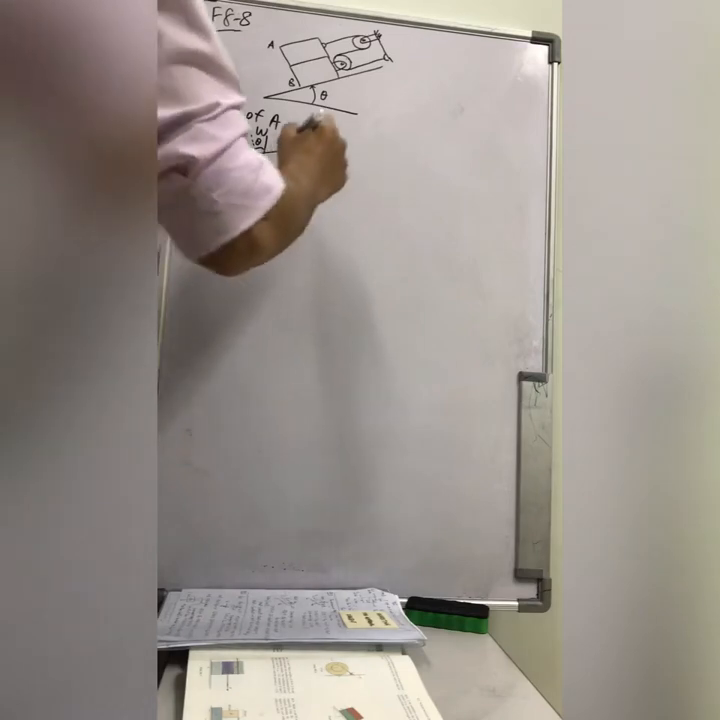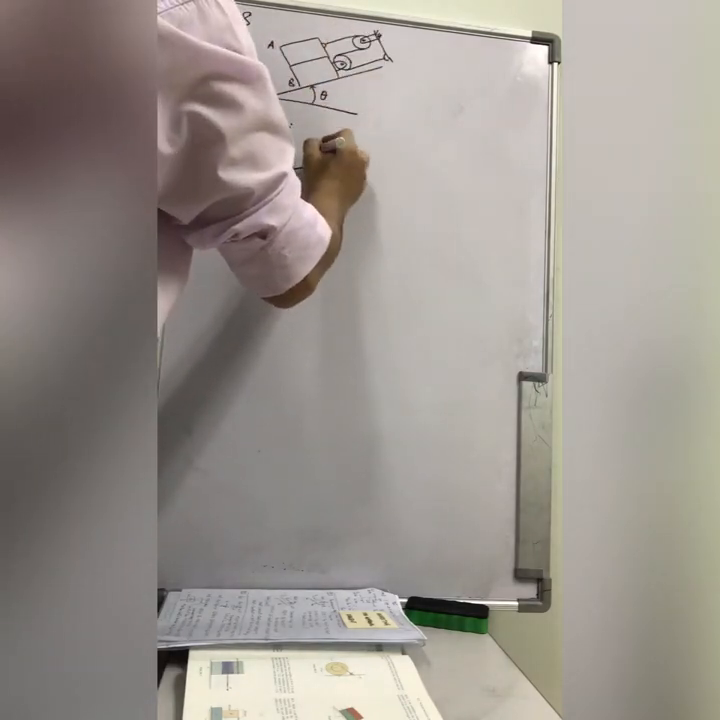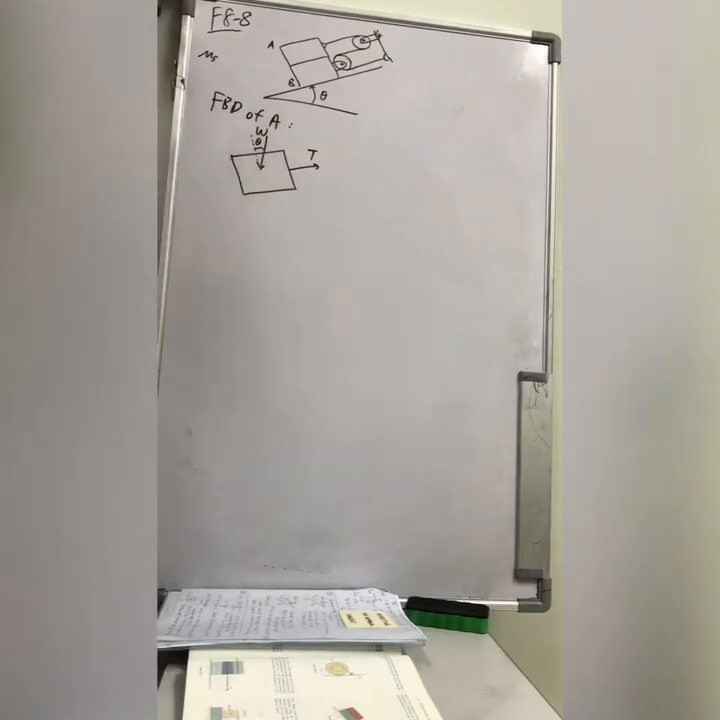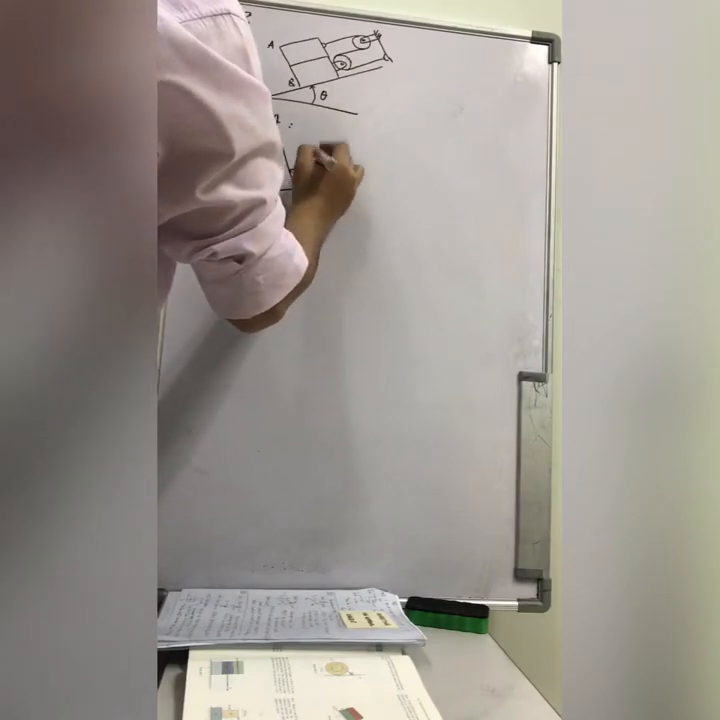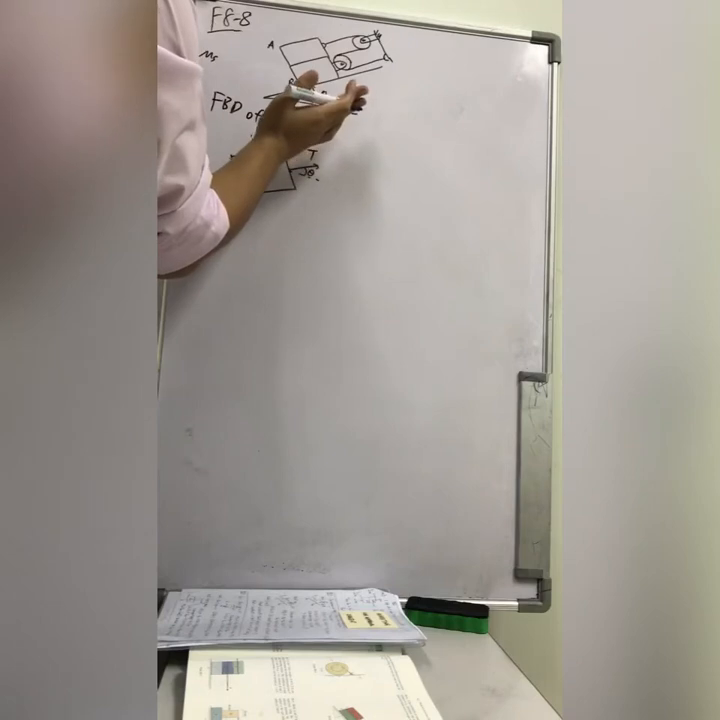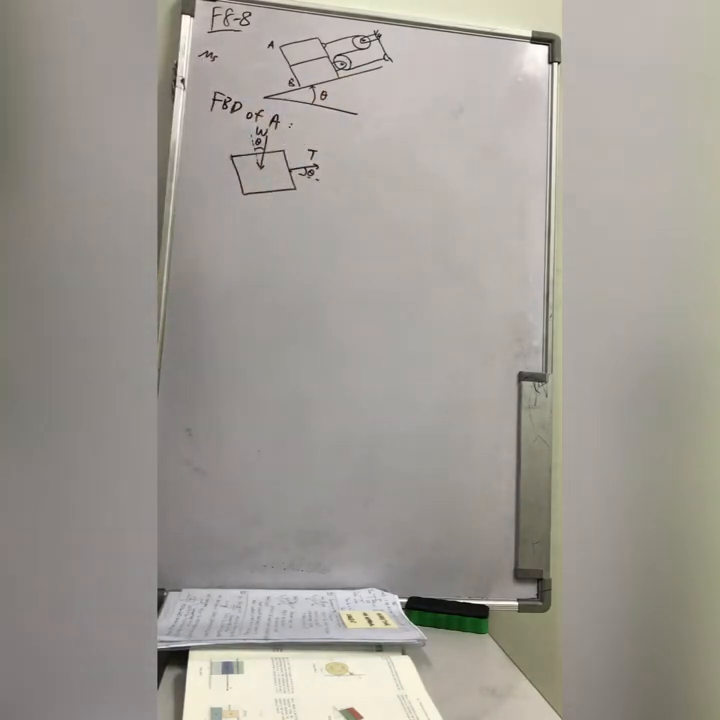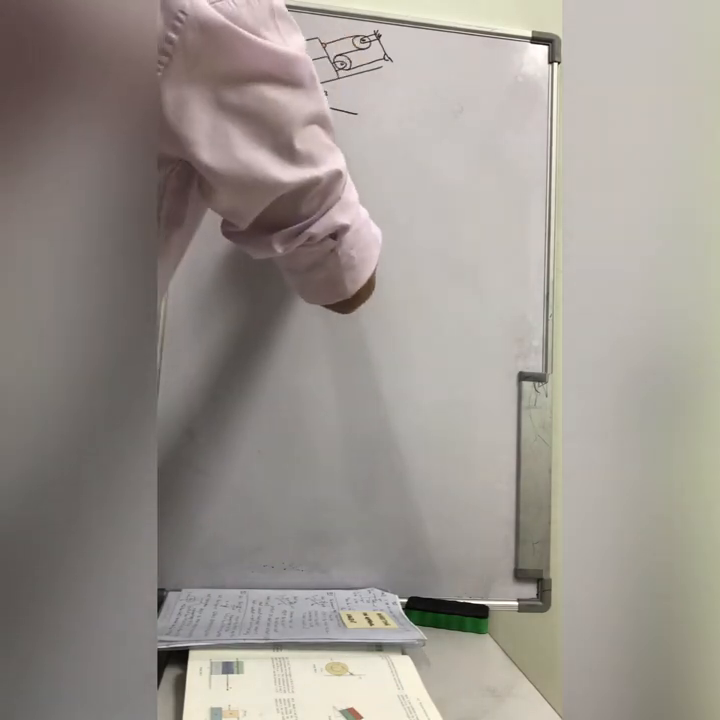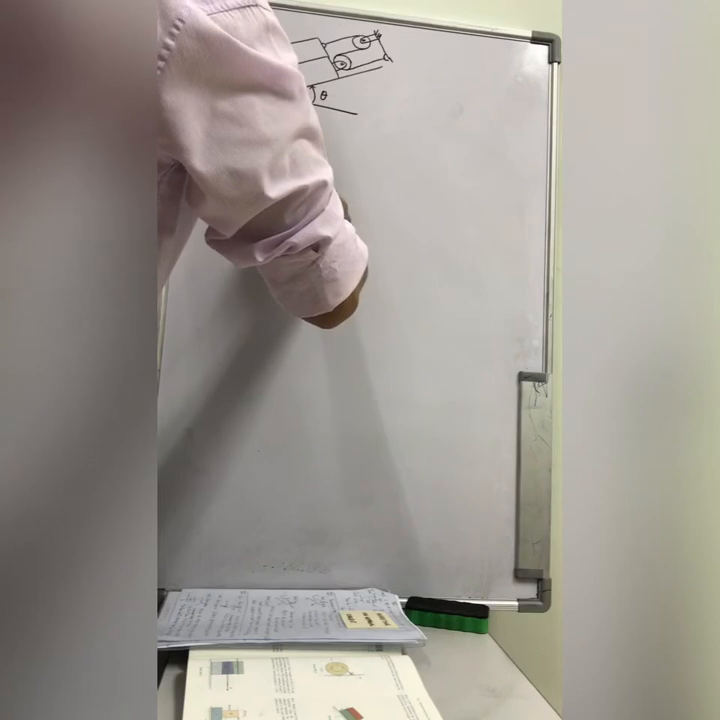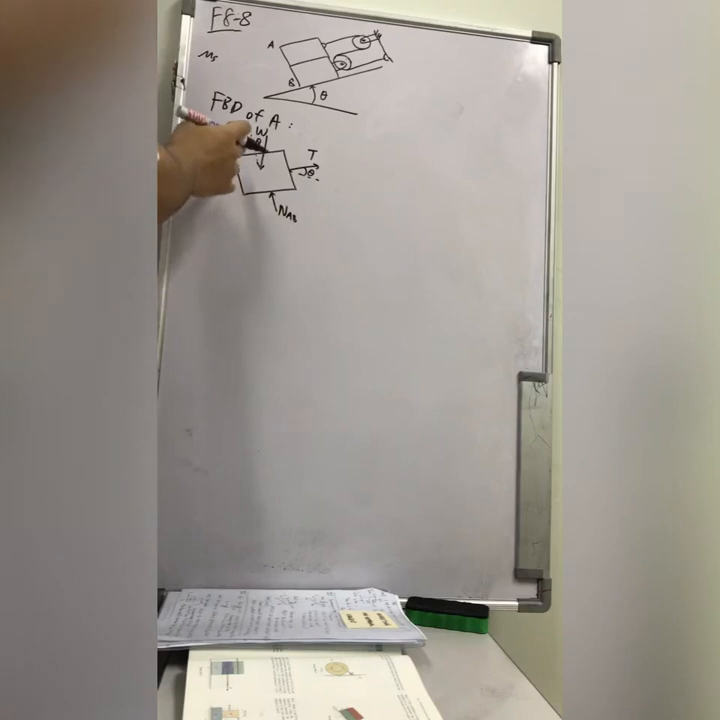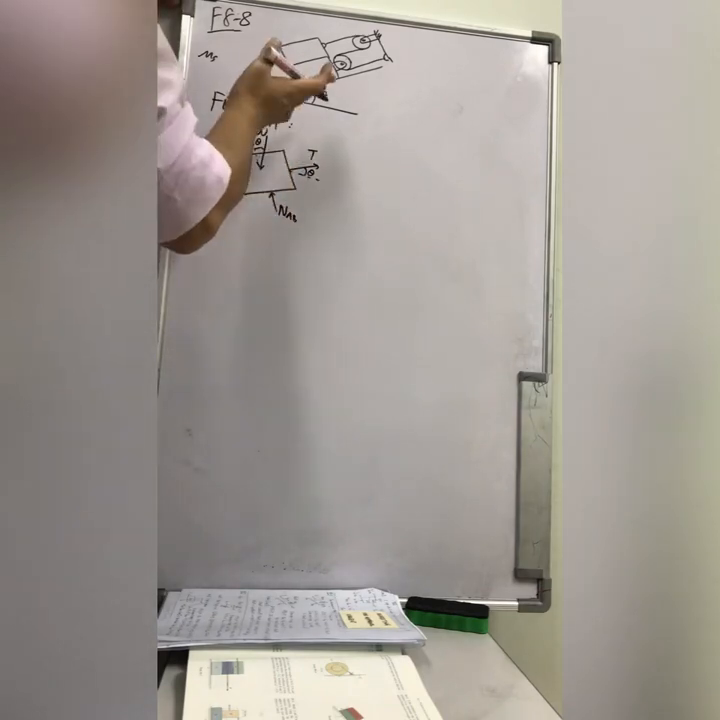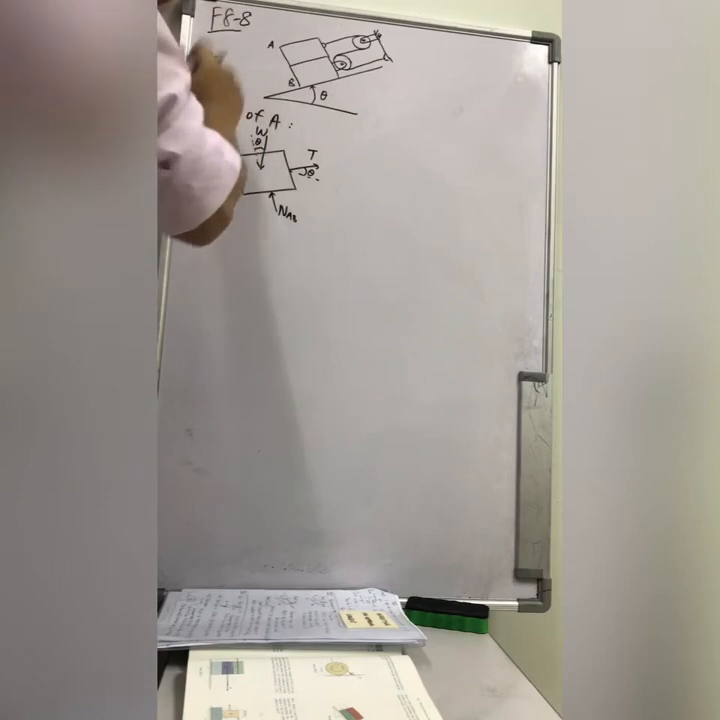What else? You have T, the tension from the cable or the rope. This T will have an angle with the horizontal line of theta because you incline this as theta. What else? You have N_AB, which is normal to the surface of block A. This is the normal force exerted by block B on block A.